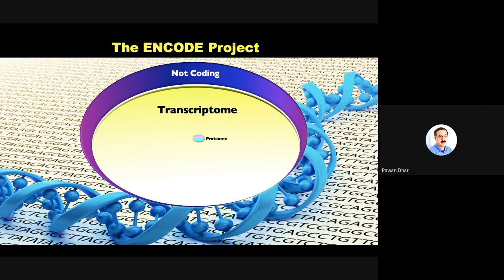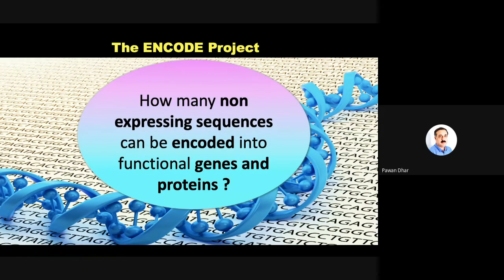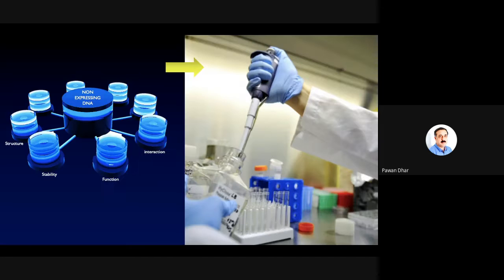The ENCODE project, the Encyclopedia of DNA Elements, very clearly established that the bulk of the genome is regulatory in nature. A tiny part is encoding the proteome, and some of it is not coding. So all we are saying is how many non-expressing sequences can be encoded into functional genes and functional proteins. So now we have a mega challenge. We said we have been very lucky the first time. Maybe next time we will not be lucky. So let us now make a database of intergenic sequences and convert all of them into proteins, hypothetically, computationally in the computer.